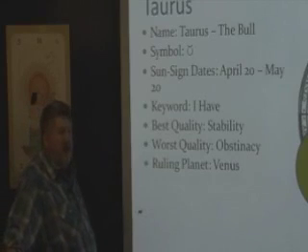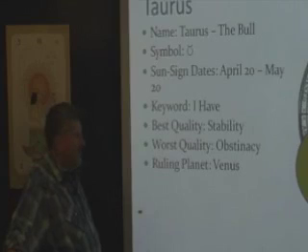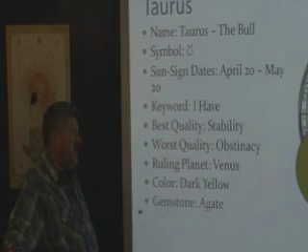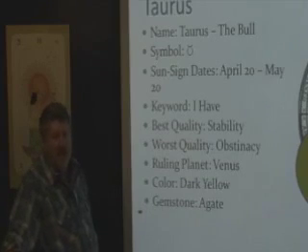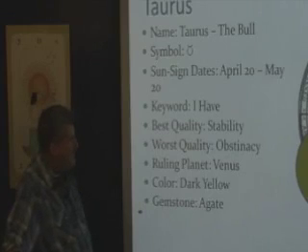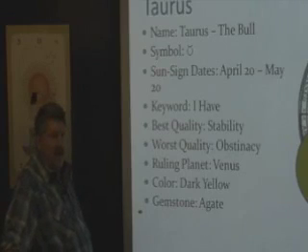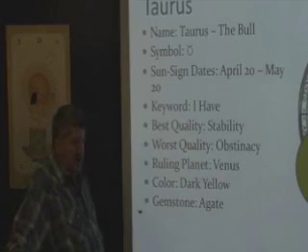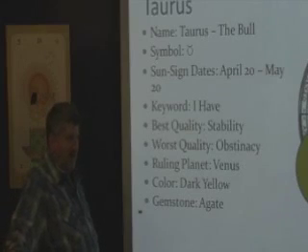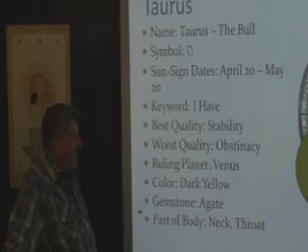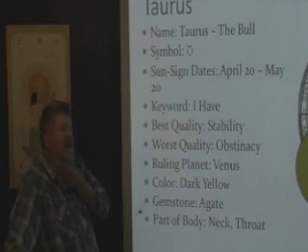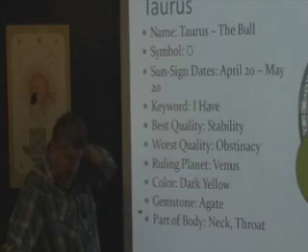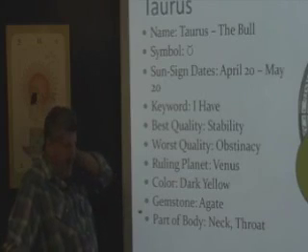The ruling planet of Taurus is Venus. The color is dark yellow since it is the night sign of Venus. The day sign is Libra, which is light yellow. The agate is considered to be the gemstone, especially the moss agate. And the part of the body that comes after the head is the neck and throat and the occipital region of the brain, where we have most of our automatic functions.